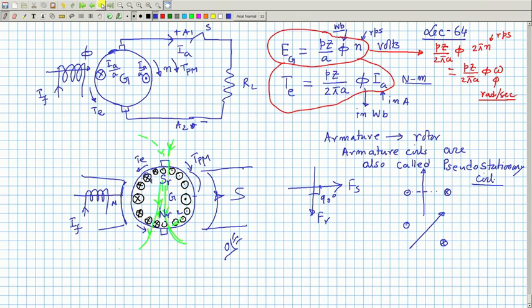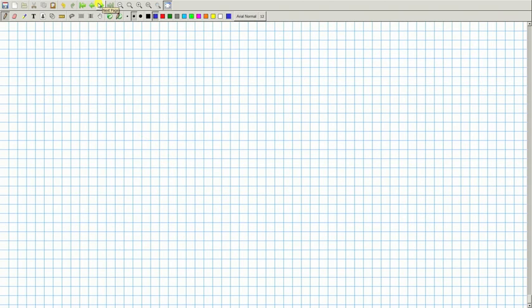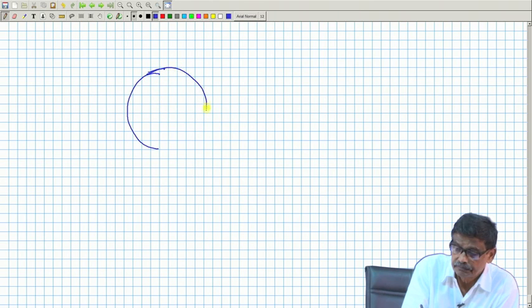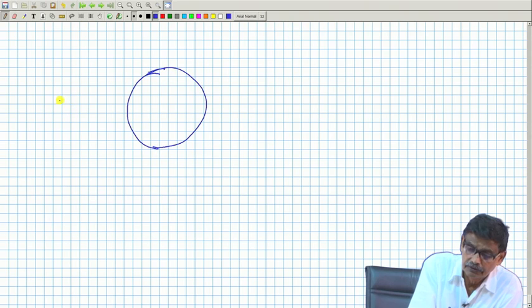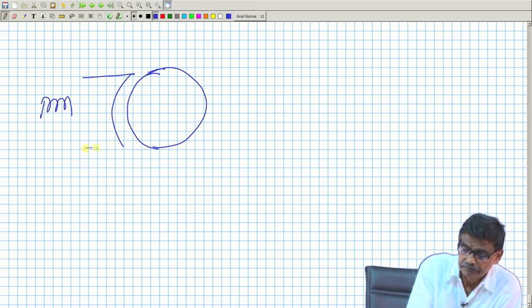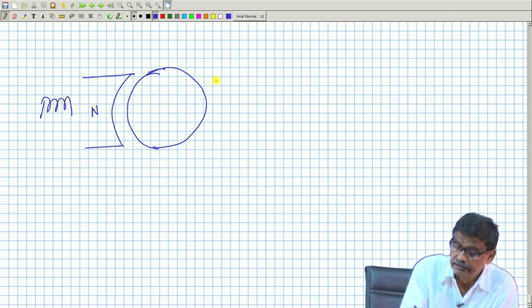Similarly, let us see what will happen in case of generator. Suppose this is your armature, this is your field which creates north pole here and south pole there.